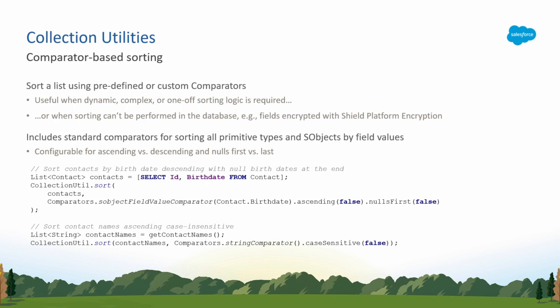And once you start encrypting fields, you become very limited, even with deterministic encryption, as to what you can do in terms of ordering and filtering in a query. So this allows us to go out and run the query and then put things in the correct order, for example, for presentation. So really handy for those types of things.